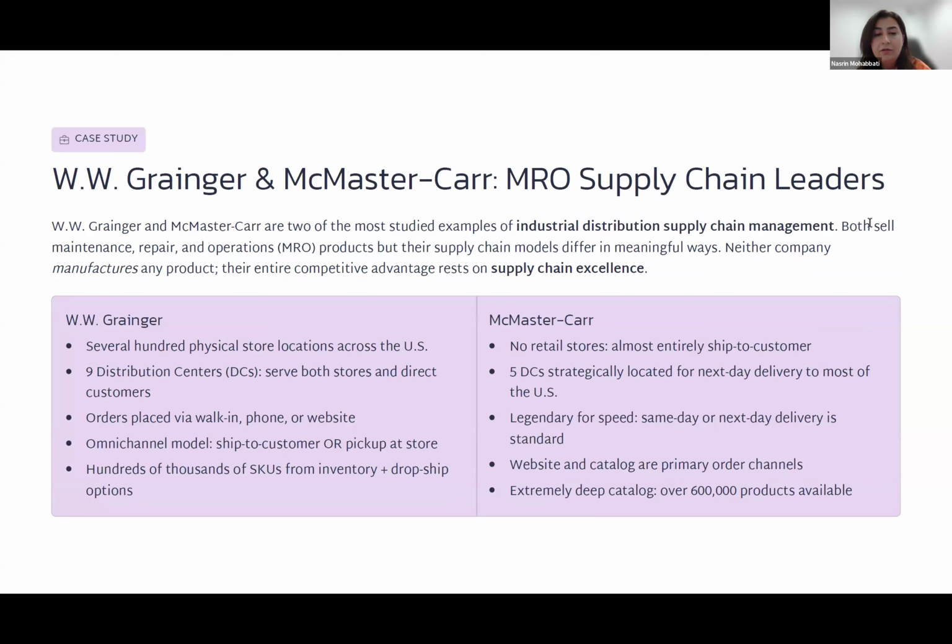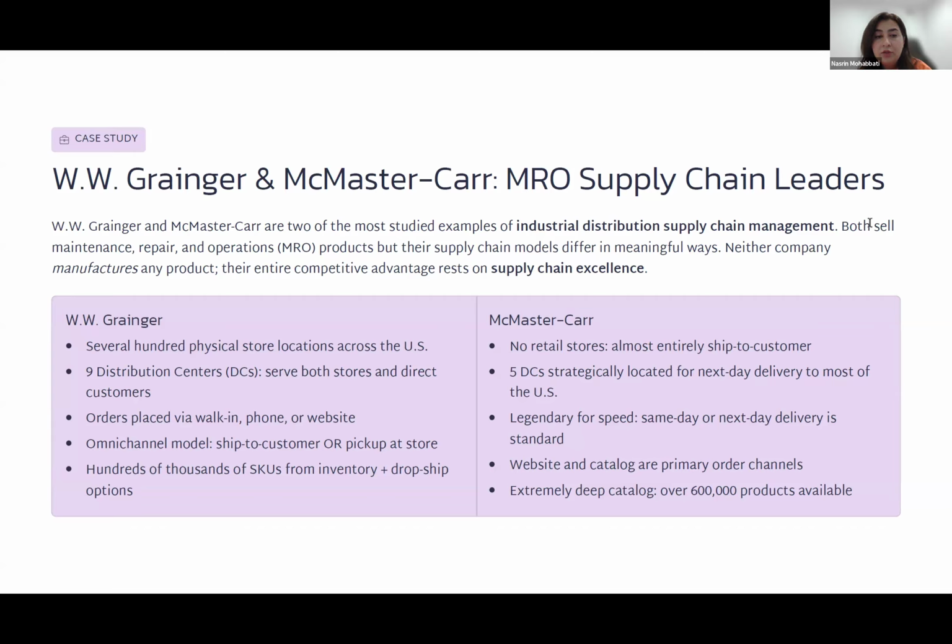Here's an example we have. We have W.W. Grainger and McMaster-Carr. These are two supply chain leaders of maintenance parts retail, right? And businesses do purchase different kinds of products from them for their repairs or maintenance and so on. But they have very different supply chains. Even though their business focus is the same, their supply chains are totally different. For example, Grainger has several hundred physical stores in the United States, but McMaster-Carr doesn't have any single retail store, almost entirely shipped to customer.